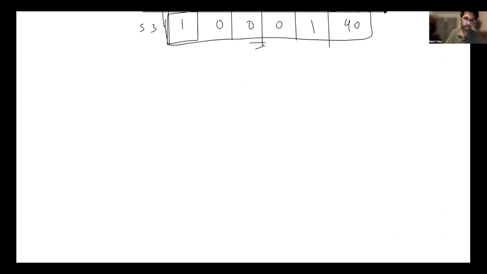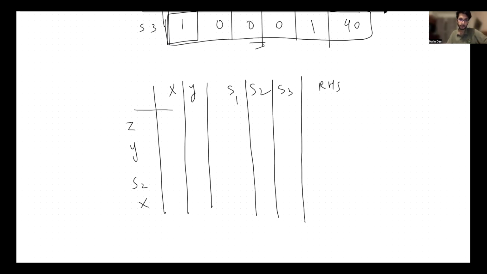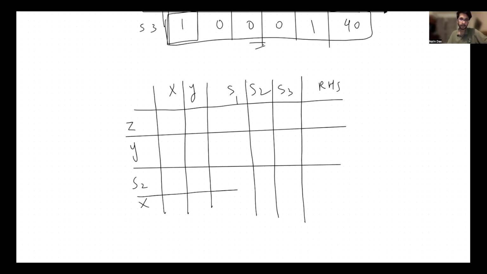We have x, y, s1, s2, s3, and RHS. And then we have z, y, s2, and x. So let me just quickly draw down the next step in the simplex method, where we take x, y, s1, s2, s3, and RHS as columns, and on the rows we're taking z, y, s2, and x. So this is how it looks.